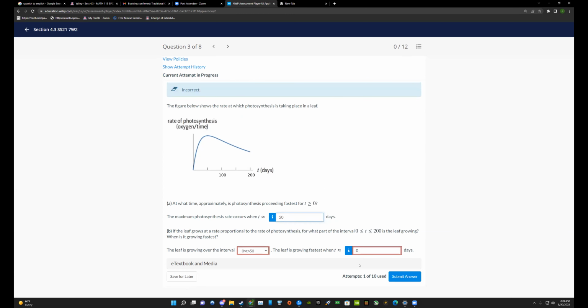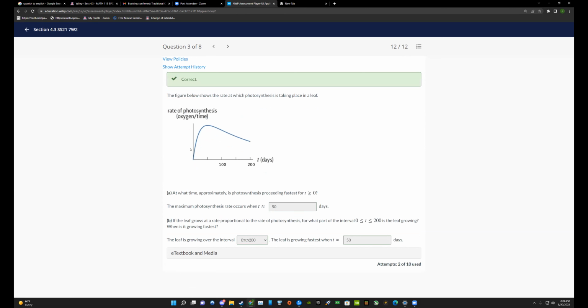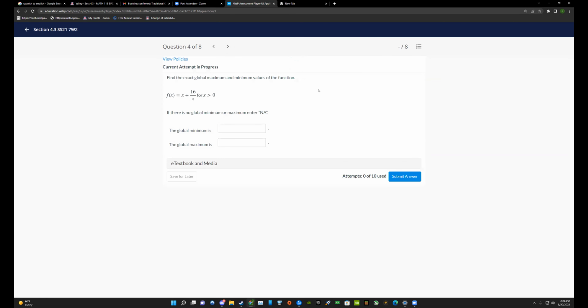So 50. Now, it's growing whenever the derivative is positive. The derivative is positive everywhere, so that's just from 0 to 200. Yeah, now it's growing fast. Why did they ask me? Okay, they just want you to restate it. All right, it's a little strange.